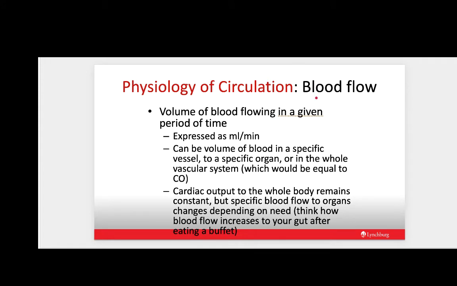So here's our first factor. Here's blood flow. Blood flow is defined as the volume of blood that's flowing in a given period of time. Okay, so we have a volume over time. And so we typically express blood flow as milliliters per minute. So here's our volume and here's our time.